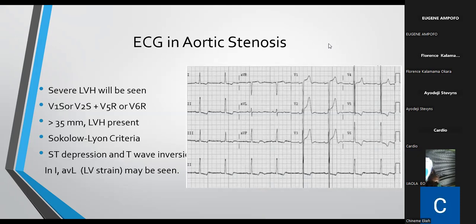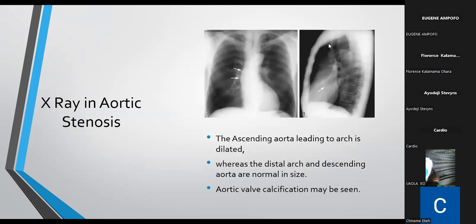And then on ECG, LVH can be seen, with ST depression and others. On X-ray, you could see evidence of aortic dilatation here.